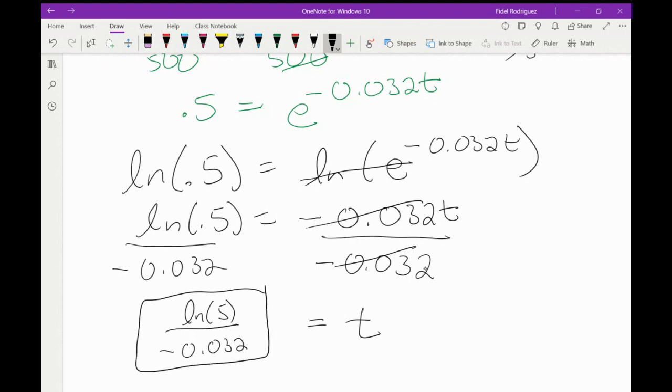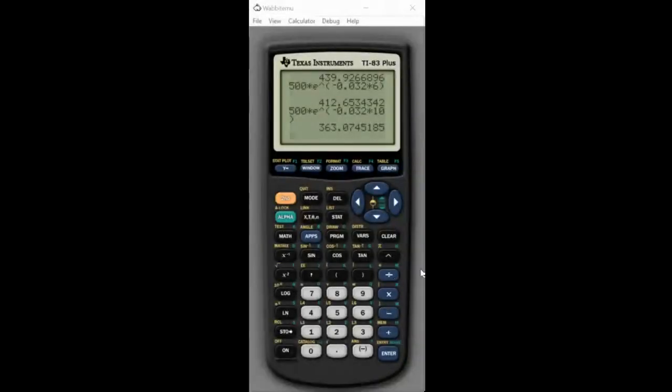This right here, y'all, is what I'm going to type in on my calculator. Okay, so let me share my calculator with y'all so you can see what I'm doing. Let me pull that up. Here we go. Okay, so I'm going to clear my screen. And so I had the natural log, right here next to my number 4, the natural log of 0.5, divided by a negative 0.032.